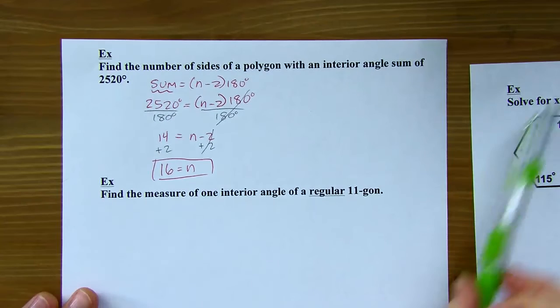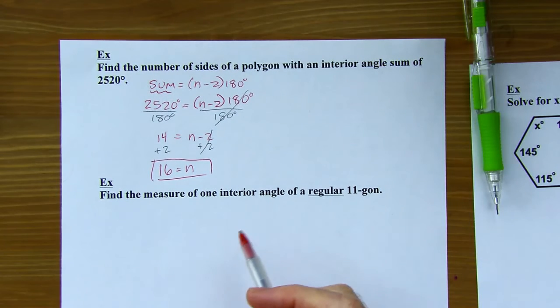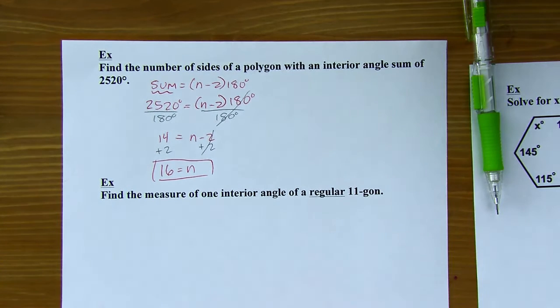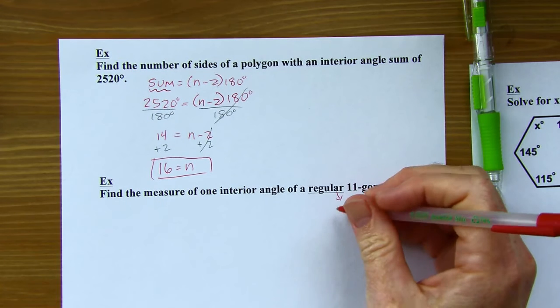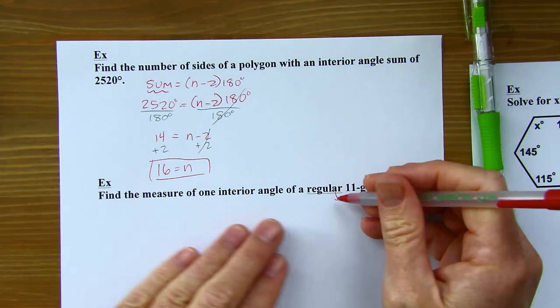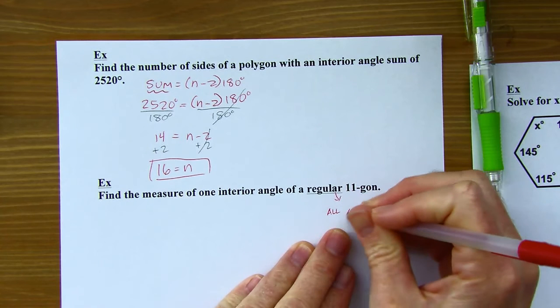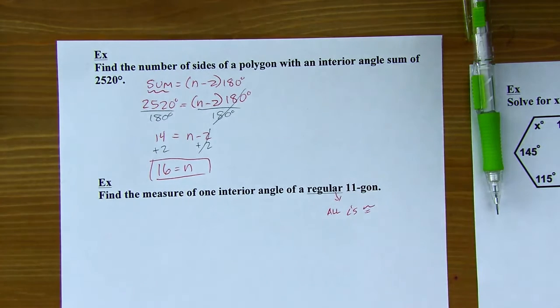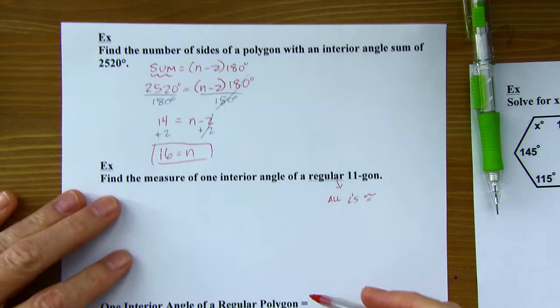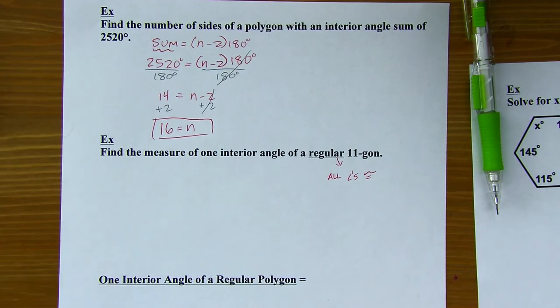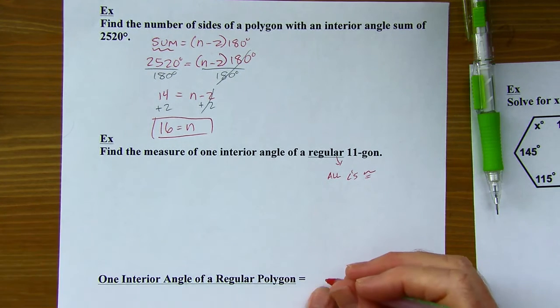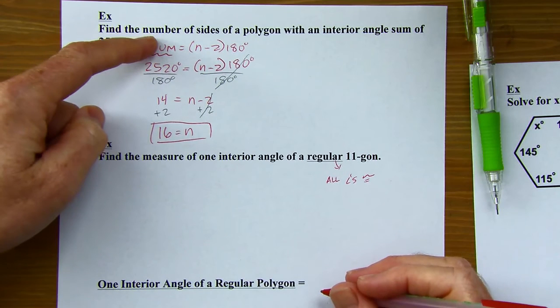All right, let's try another one. This says find the measure of one interior angle of a regular 11-gon. So you've got to remember that regular means all sides and angles are congruent. The sides aren't really going to matter here, so I'm just going to say all angles congruent. And that means I can use another little formula here. I know the sum of all of the angles is n minus 2 times 180.